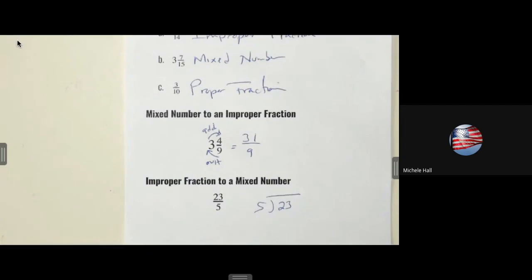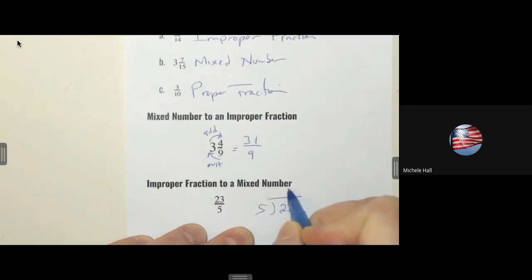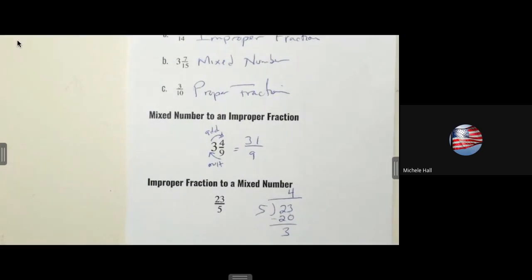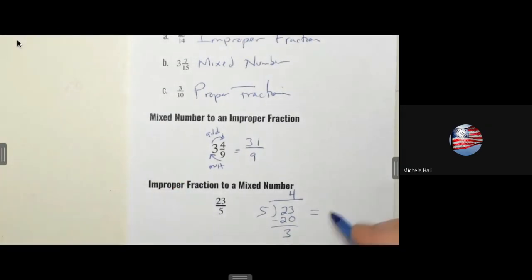No numbers to bring down. We're not doing decimals, so I'm not going to be adding decimals and adding zeros. I just say it doesn't go into 2, so I'm not going to put the 4 above the 2. It goes into 23, so I put the 4 above the 3. 4 times 5 is 20. When I subtract, I get 3. If I was doing decimals, I'd add a decimal, add a 0, and bring it down, and I would keep going to know what the decimal was. I just need to write my final answer. How many whole times did 5 go into 23? 4 times. You need to figure out what the fraction part is now.